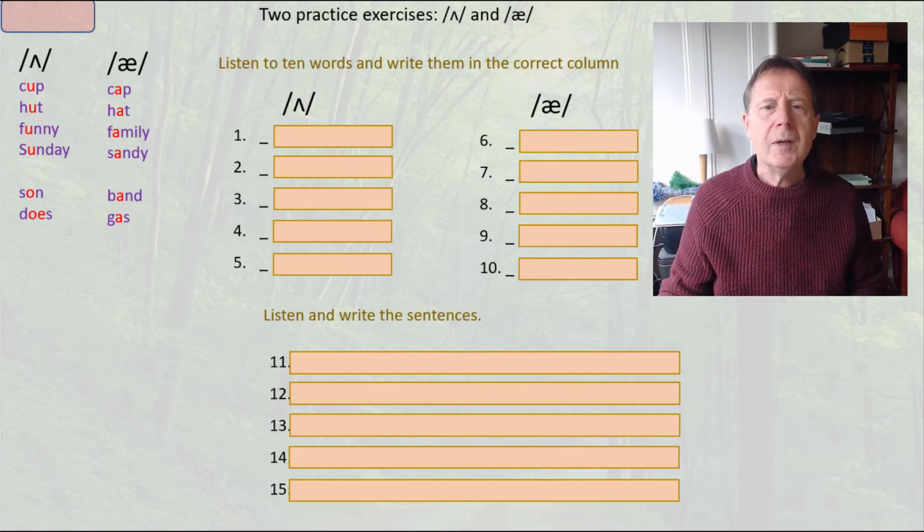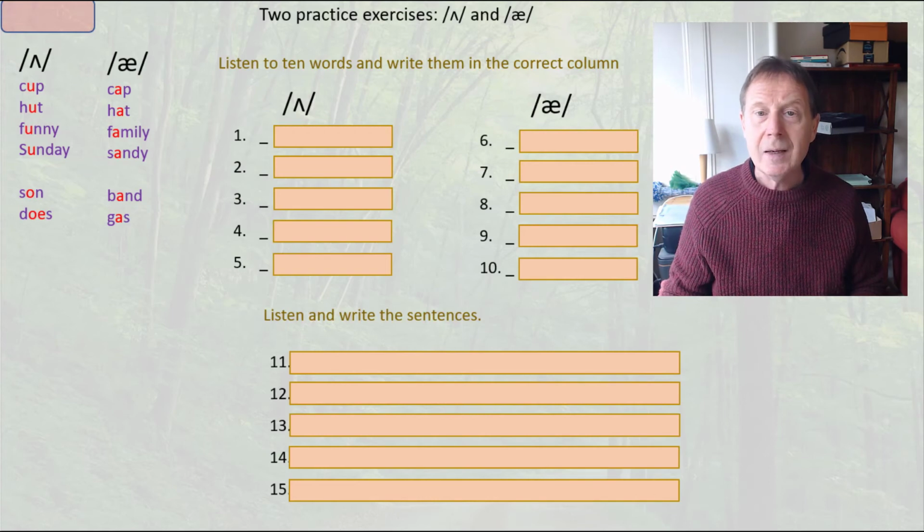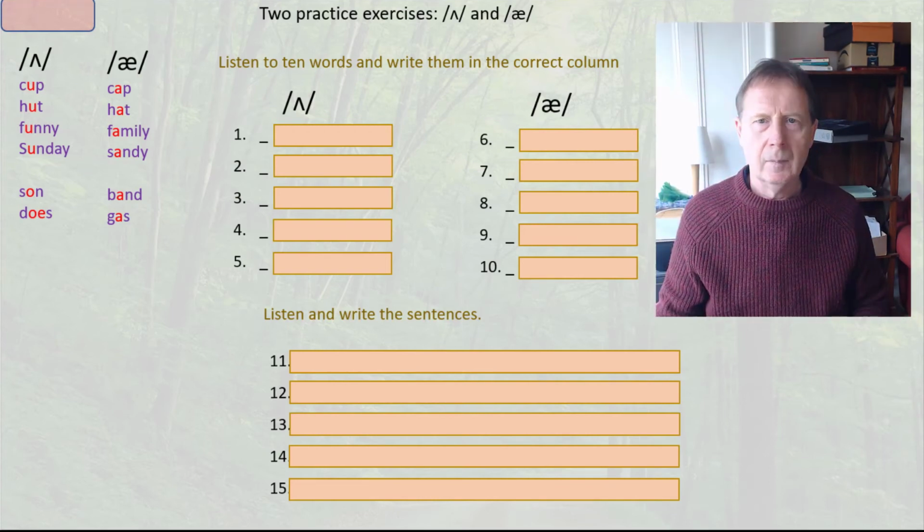So those were 10 examples of words with these two phonemes. Next, we'll look at 5 examples of sentences with these phonemes. So each sentence has words containing these two sounds, ʌ and æ. So listen, write, think about the sounds and think about the spellings.